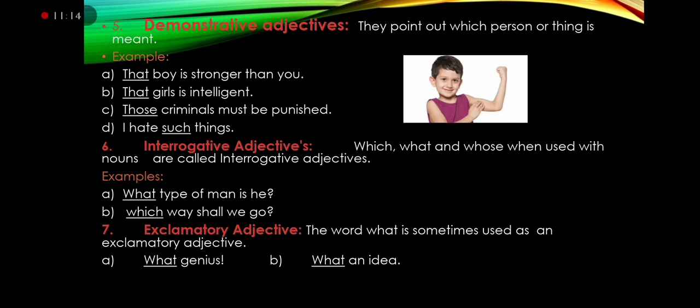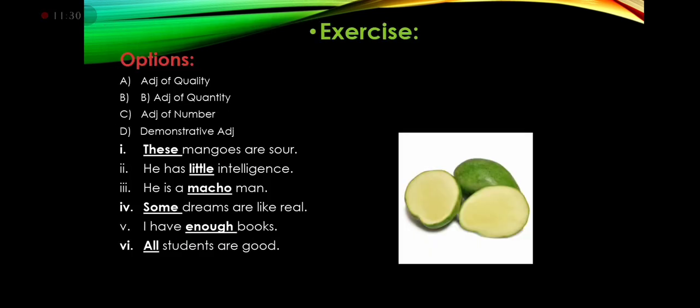Now the next kind, exclamatory adjective. The word what is sometimes used as an exclamatory adjective. What genius! What an idea! These are exclamatory adjectives. Now students, there are a few sentences given from my side. You have to tick the right option. You have to find out what type of adjectives they are. This is something that you have to do yourself as a drill. I hope you have learned about adjectives completely, and your idea about different kinds of adjectives is clear now.